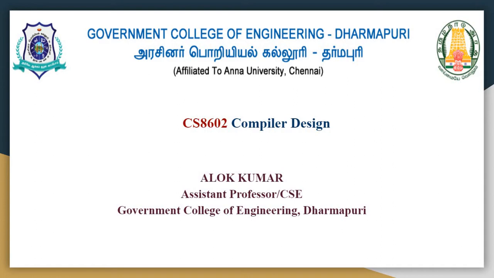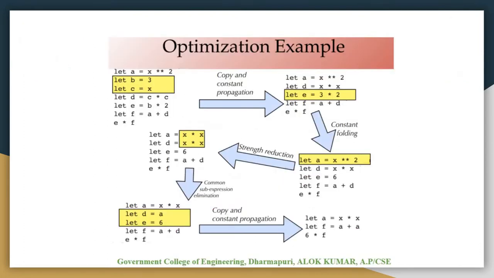Okay, so here we will see the next topic of the 5th unit in compiler design. In the previous lecture we have seen machine independent code optimization. Based on that, we will see one example.